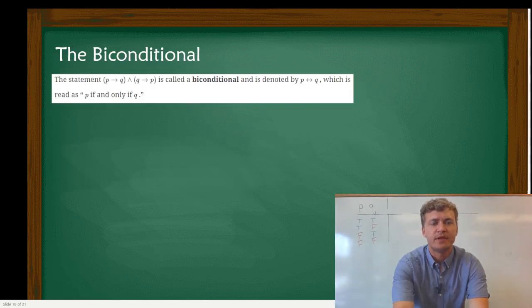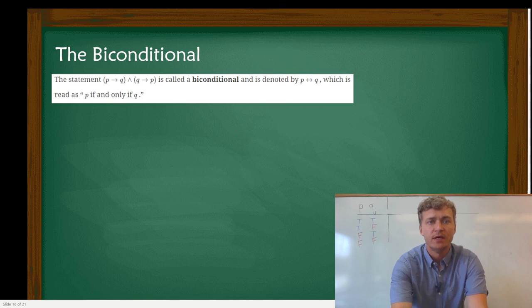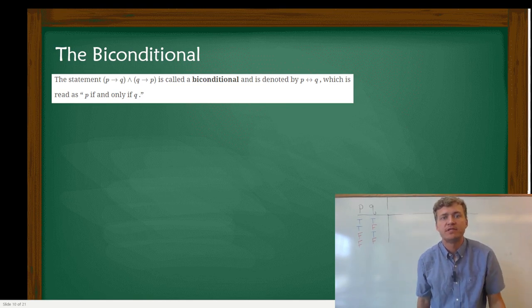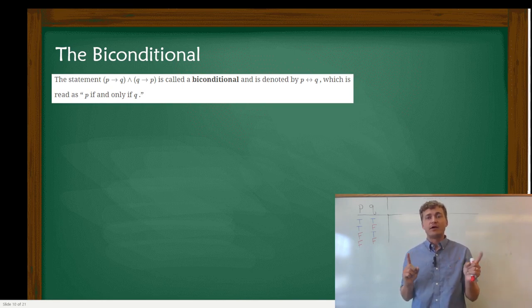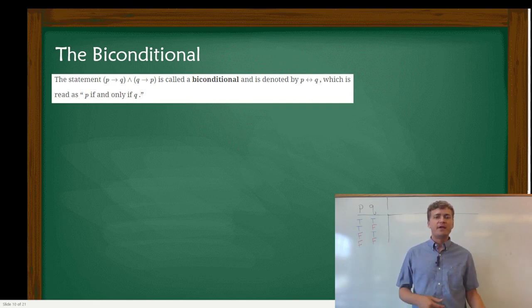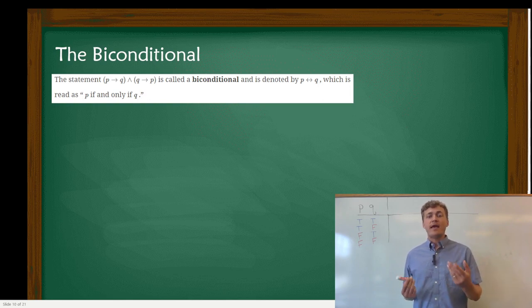The following statement, P implies Q and Q implies P, is called a biconditional statement and is denoted in the following form. Notice here that our arrow will be listed on each end of our horizontal line, so it looks like our arrow is pointing to both the left and to the right. So what this means is P implies Q and Q implies P. In other words, if P, then Q, and if Q, then P.